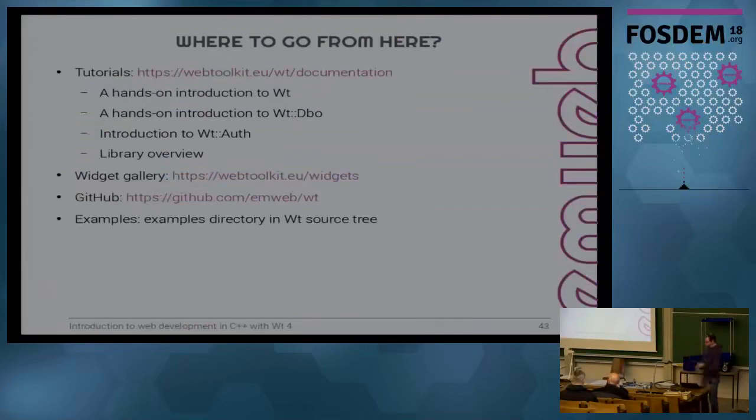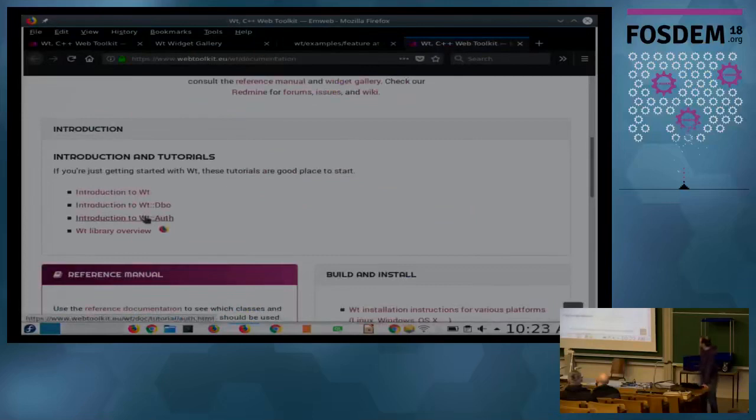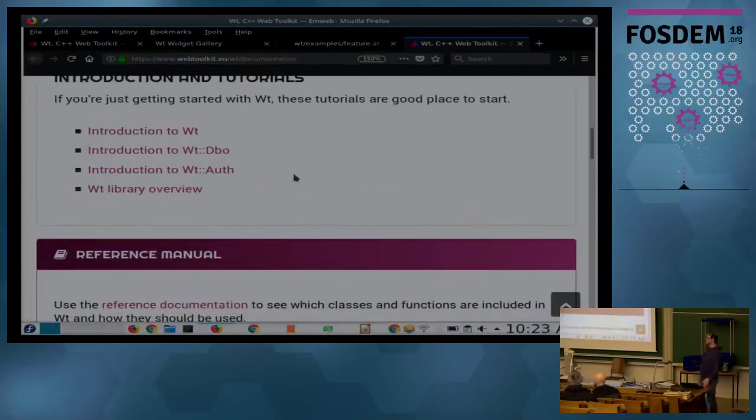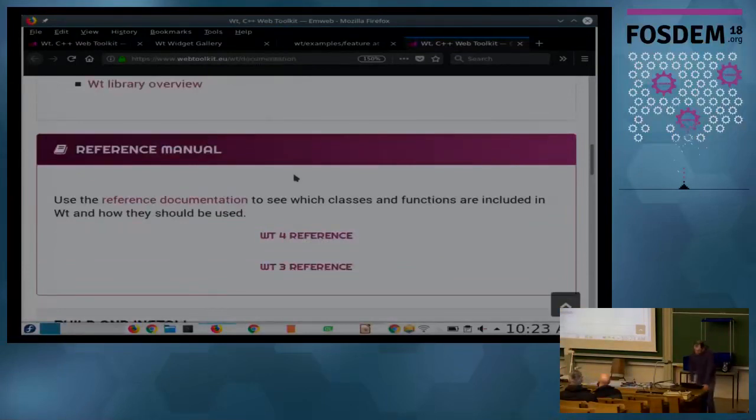And so where do you go from here? So we know how to make a simple Hello World application. We can make it look a bit nicer with templates and stuff. So there are some tutorials. So the hands-on introduction to Witty, you probably don't need anymore now, but there's also an introduction to Witty DBO or ORM or authentication stuff in Witty Auth. And there's just a general Witty library overview that you can read. You can, of course, also find the reference manual on our website.